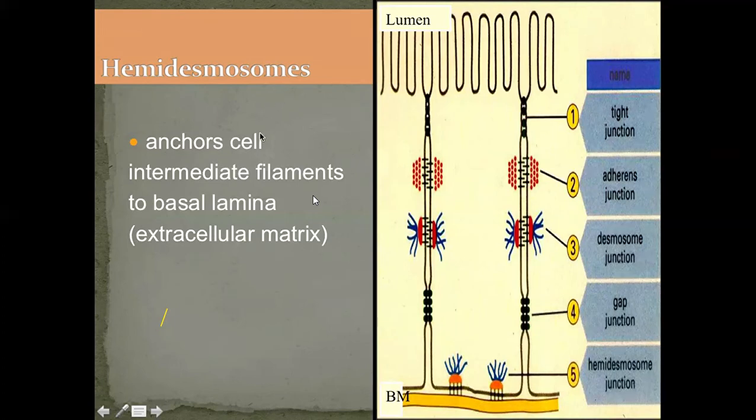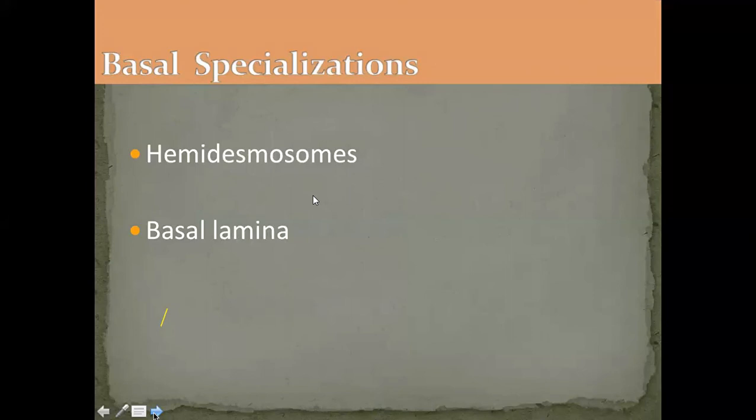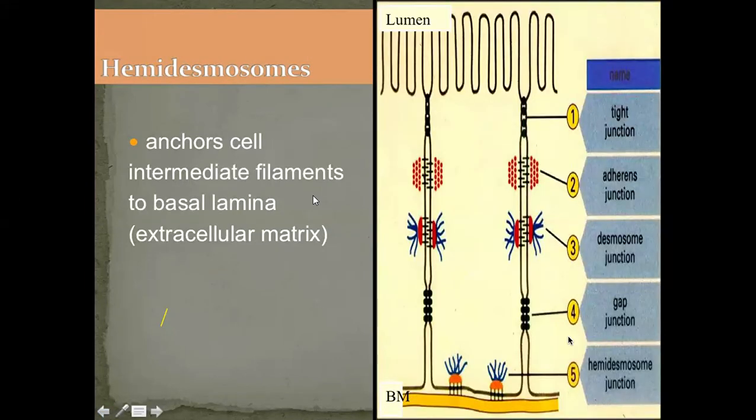Your hemidesmosomes anchor the cell, that if this is your cell, it anchors to the basement membrane. This is your basement membrane. Sila yung nagdidikit to the basement membrane. Then how about basal specializations? We have only 2 basal specializations. We have the hemidesmosomes, as I have mentioned a while ago, and the basal lamina. The hemidesmosomes can be a lateral as well as a basal modification.